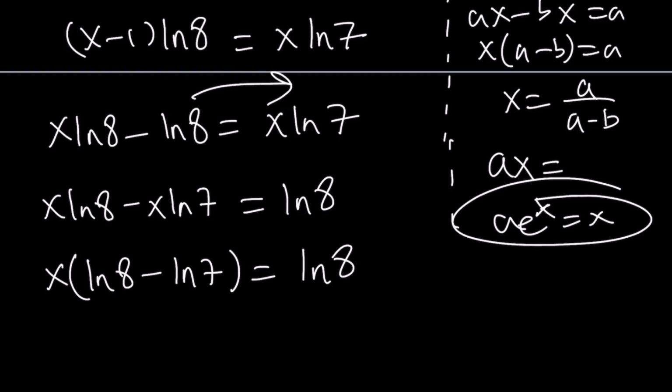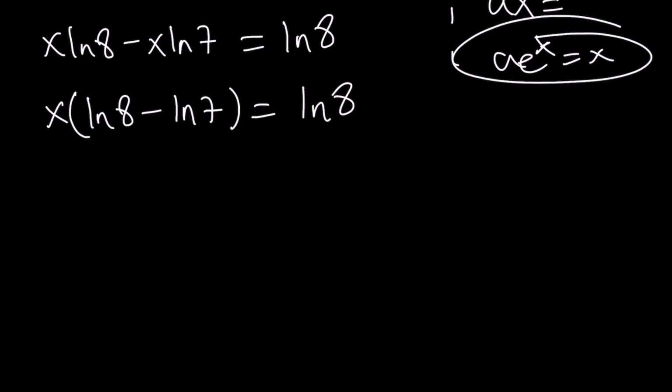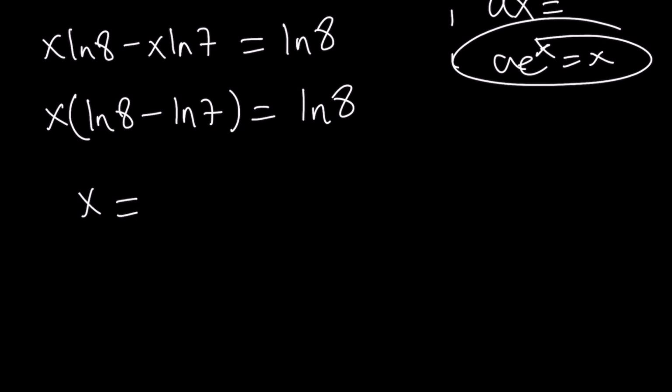Nice. Okay. And now what? Divide both sides by ln 8 minus ln 7. And notice that ln 8 minus ln 7 is not 0 because 7 and 8 are different. Duh. So we get a valid solution from here.